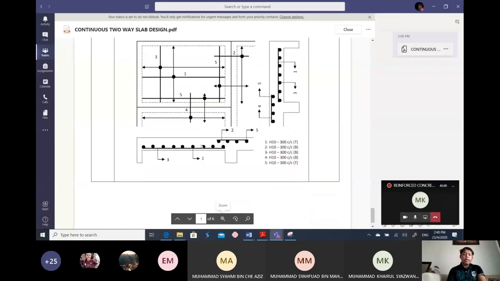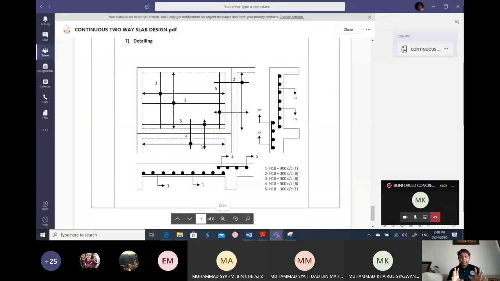Here are the detailing. The detailing here is quite complicated, so you have to know which one is the secondary rebar, which one is the primary bar, which one is at the top, and which one is at the bottom. Normally, if it is at the mid span, for the short span it will be at the bottom, and for the long span it will be at the top. For the support it will be vice versa, because the moment behavior is different: sagging moment and also hogging moment. So you may study it and try to understand.